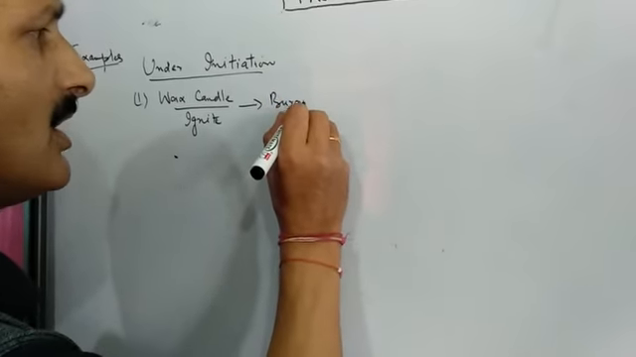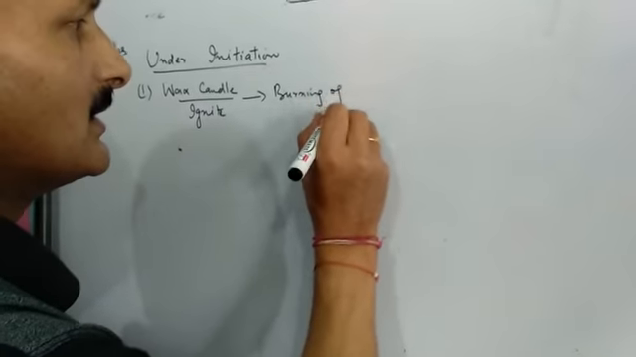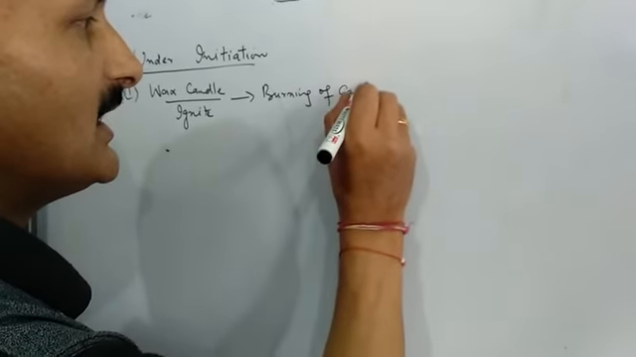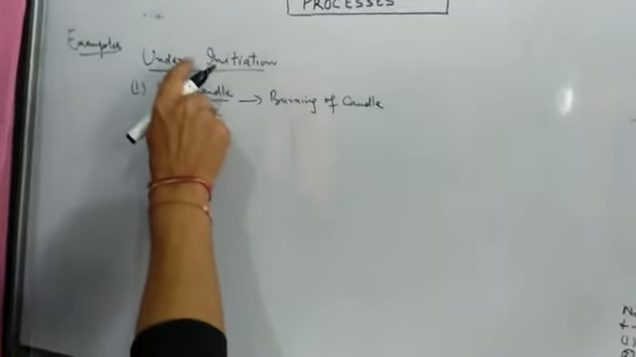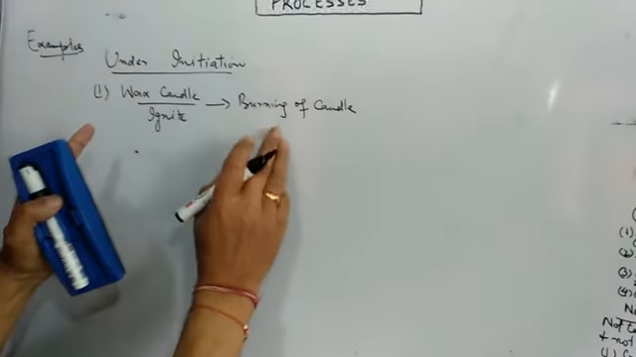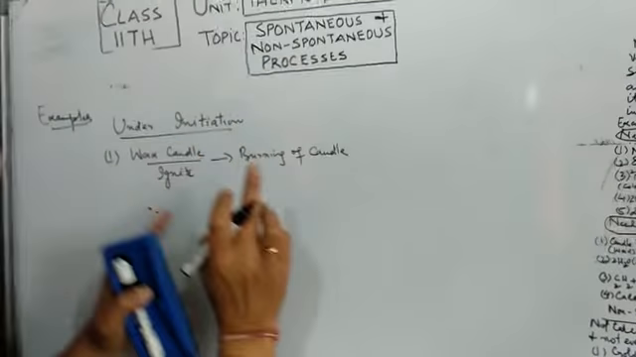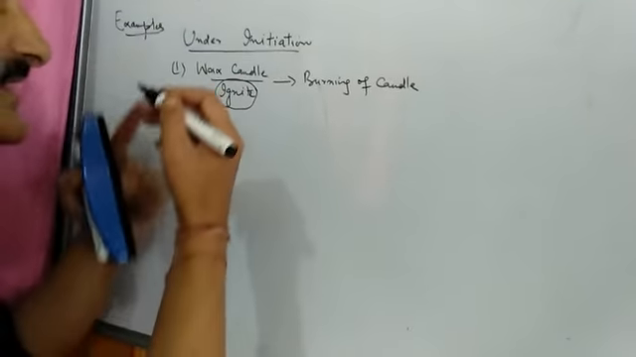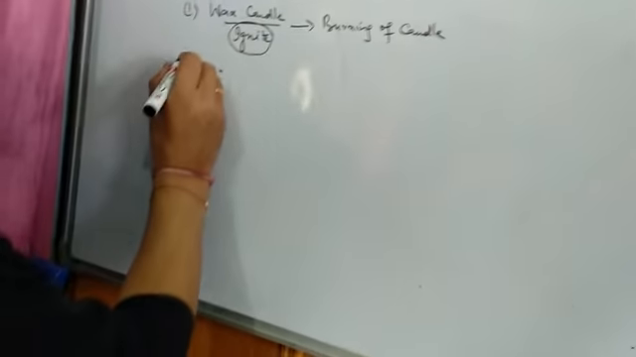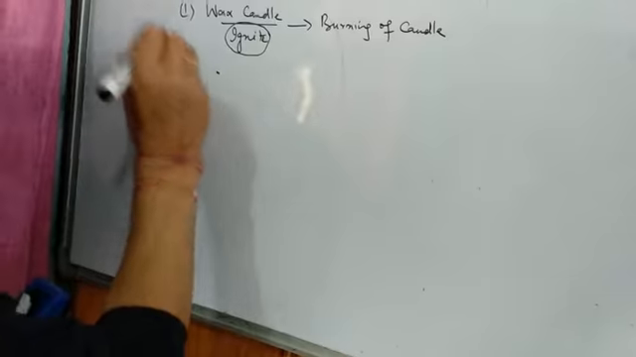So burning of a candle is an example of a spontaneous process, but here this process has taken place under initiation. And what is the initiation? Initiation is the ignition. We have ignited the candle and then the process has taken place.